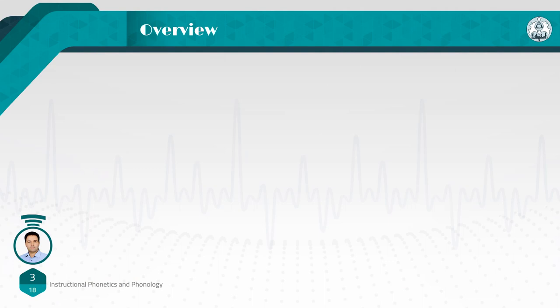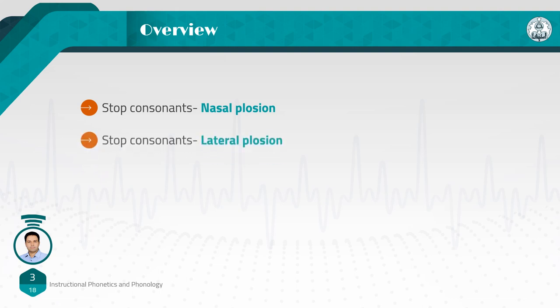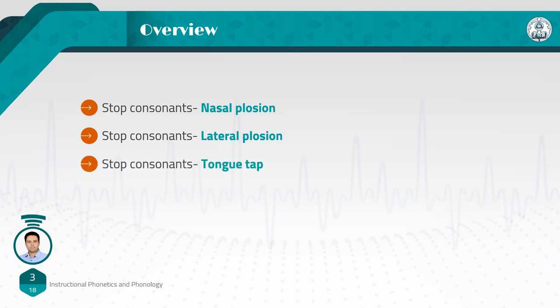Overview. Last session we talked about stop consonants, and we finished our discussion on nasal plosion, lateral plosion, and tongue tap. After that, we talked about the fricatives and the affricates. Today, we want to continue our discussion, and we will talk about nasals, approximants, overlapping gestures, and some English consonant allophones.